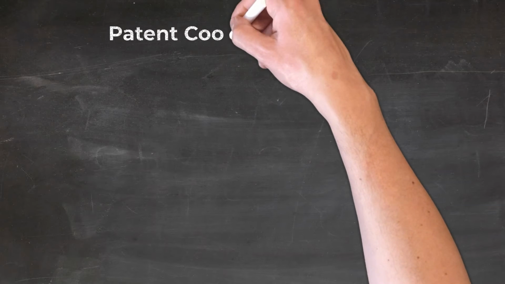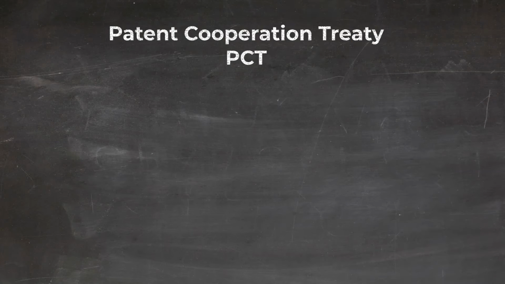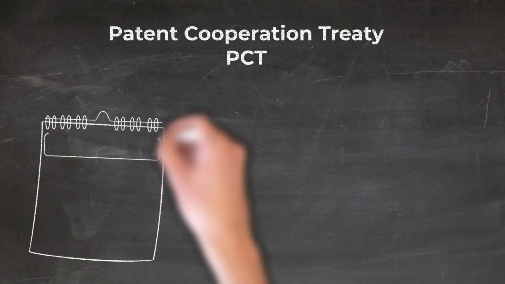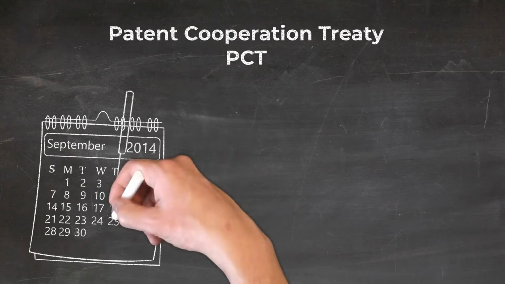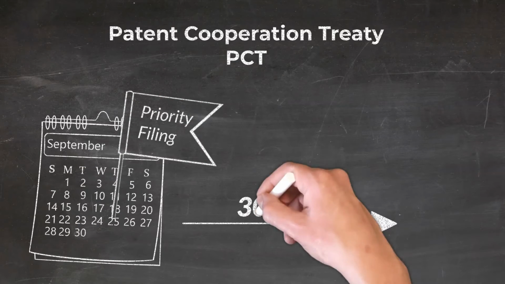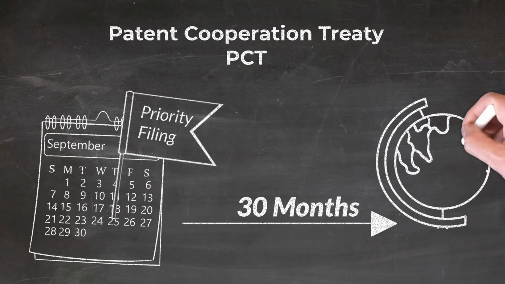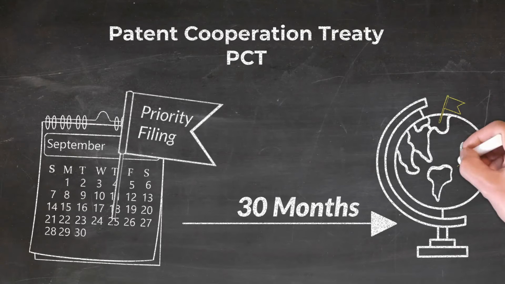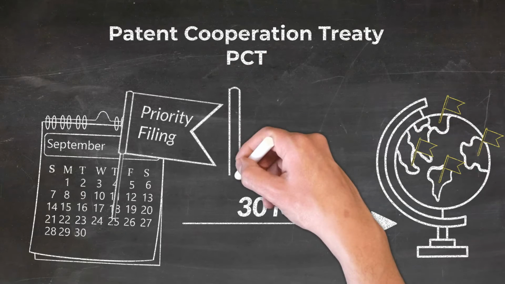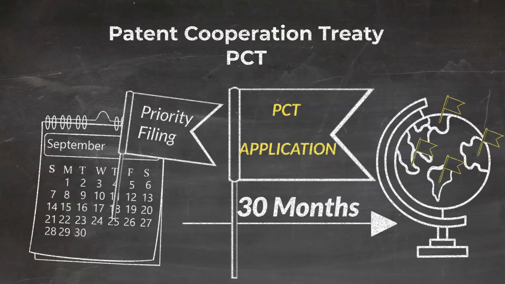In addition to the Paris Treaty, many countries went even further and signed the Patent Cooperation Treaty, known as the PCT. This treaty gives the applicant 30 months to file in multiple locations around the world following an initial priority application filing. This is done through filing the PCT application.